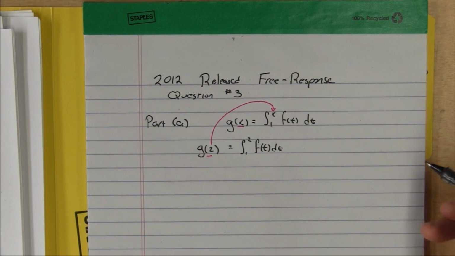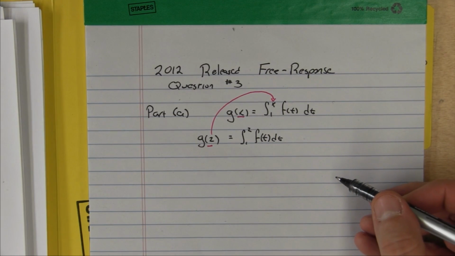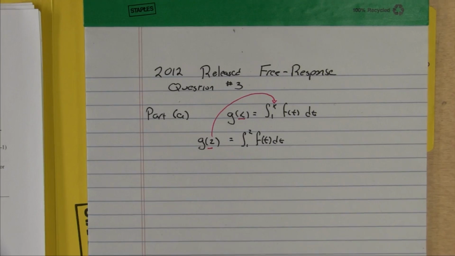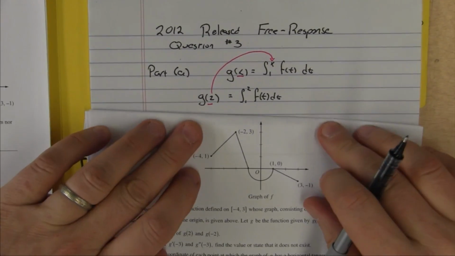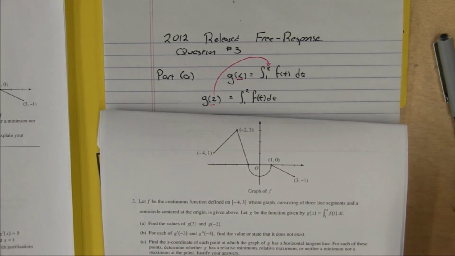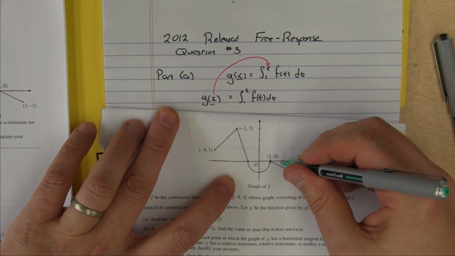Now, if I had a function, I would get an antiderivative and use the second part of the fundamental theorem of calculus. But I don't have a function. Instead, I have a graph. So I need to look at the graph and find the integral from 1 to 2. So here's x equals 1, and here's x equals 2.